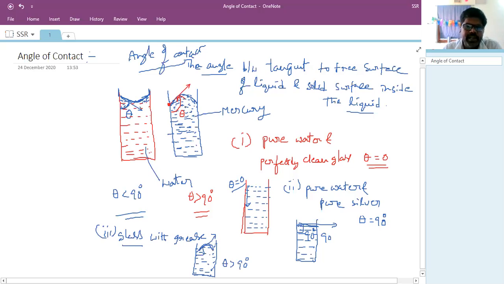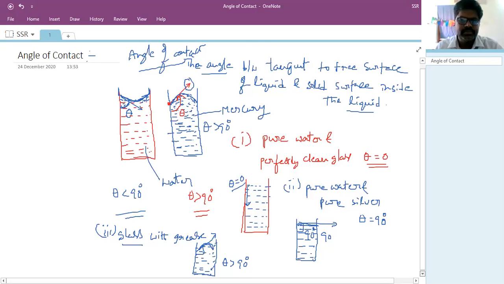Or else you can take mercury inside the glass. The mercury will not contact the glass. Then the tangent goes like this, the red color one. Then theta is greater than 90 in this case. So these are the different cases where the angle of contact will be 0, 90 and greater than 90.